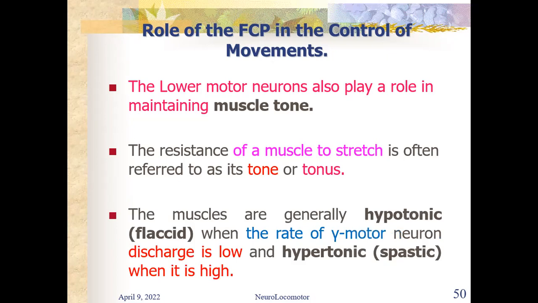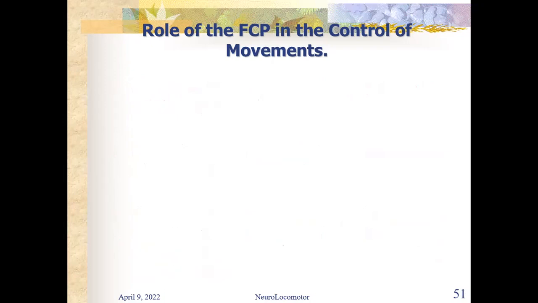So muscles are generally hypotonic when the rate of the gamma motor neuron discharge is low. So once the rate of the gamma motor neuron discharge is low, the muscle tone starts disappearing. And what you are going to observe is hypotonia, flaccidity. And the muscle will tend to be hypertonic when the discharge from the gamma motor neuron is high. Hypertonia, spasticity. Okay, so let's move on.